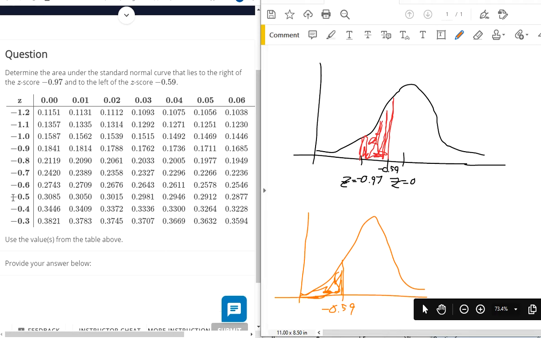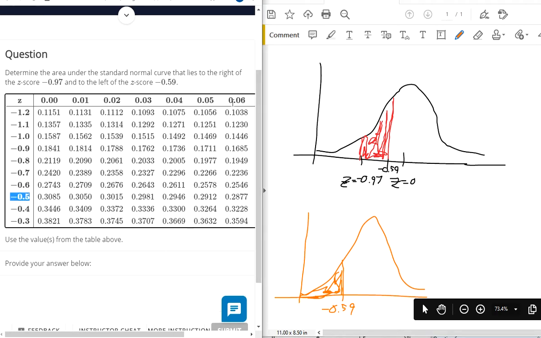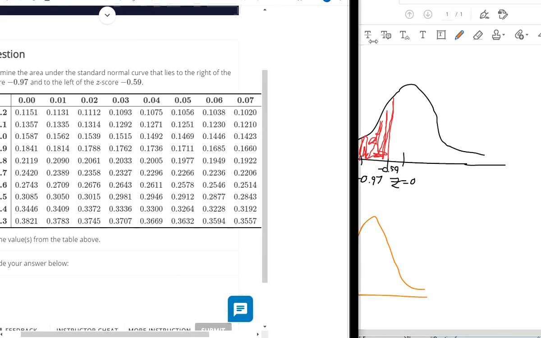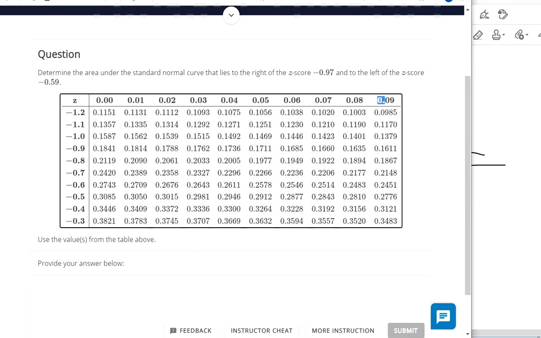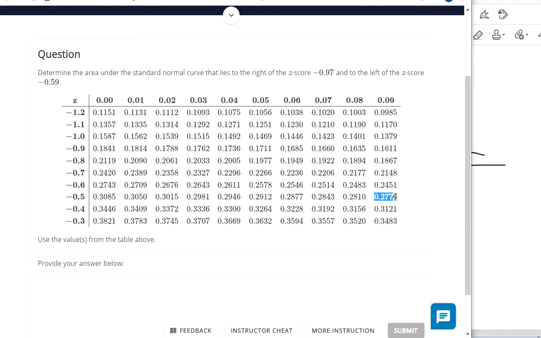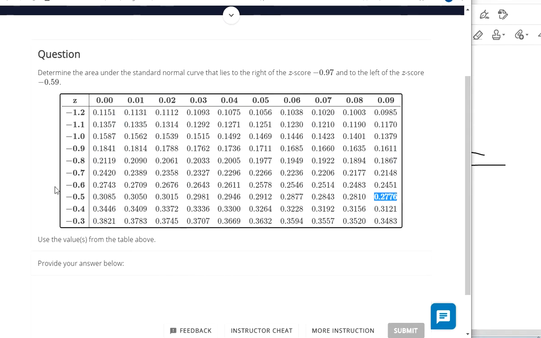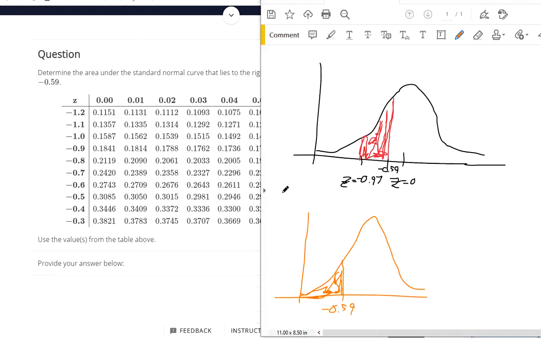Negative 0.5 is here, and then negative 0.59. Here's the 0.9 part in the hundredths place. So negative 0.59 links up at this number right here. It's kind of like playing Battleship. There's the first decimal, negative 0.5, and then there's the second decimal, negative 0.59. So 0.2776. That's the area to the left. Now it's got some extra stuff.